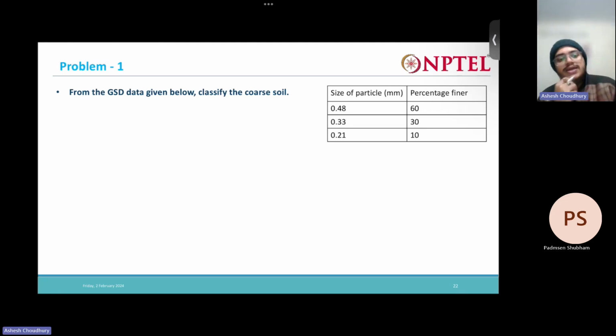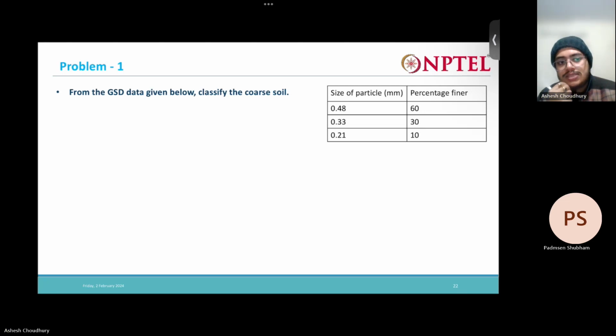So, from the grain size distribution data given below, classify the soil. We have a grain size distribution data given to us. The size of particle is given and the percentage finer is given. So percentage finer than 0.48 is 60%, percentage finer than 0.33 is 30%, percentage finer than 0.21 is 10%.